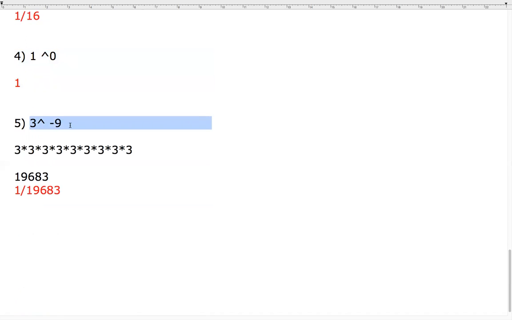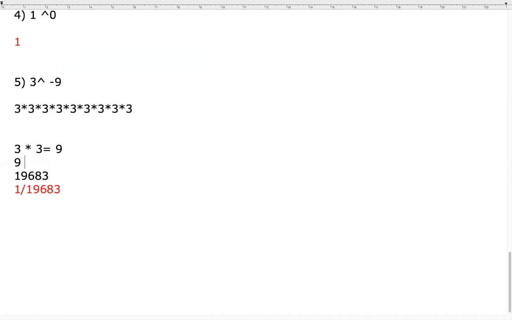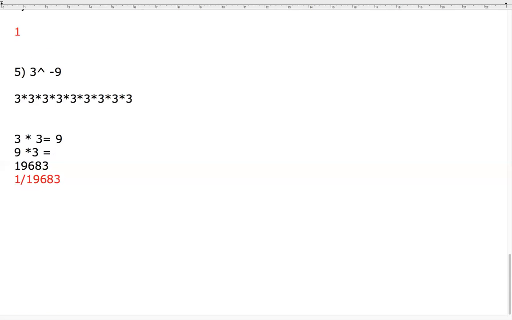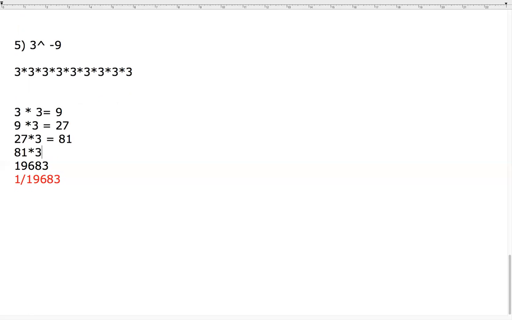So how are we going to solve 3 to the power of minus 9? Again, you have to multiply 3 into 3, which is going to be 9. 9 into 3 is going to be 27. Then 27 into 3 is going to be 81. 81 into 3 is going to be 243.